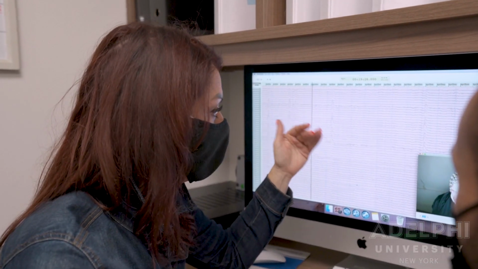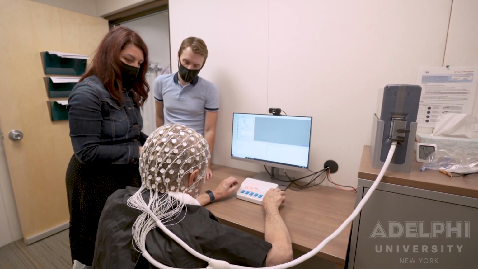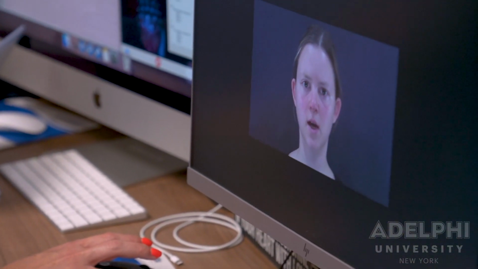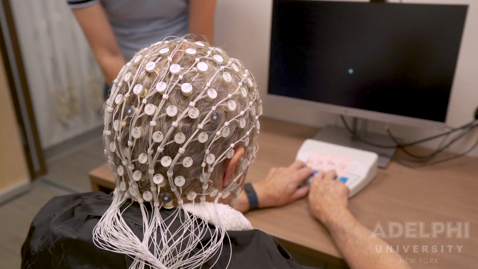The mismatch negativity paradigm is called the oddball paradigm. In the oddball paradigm, you play a series of standard sounds that are on repeat. Then you intersperse that standard sound with a rare deviant sound. The response to the rare deviant sound shows that the participant can discriminate the difference between the two, and this creates the mismatch negativity response.